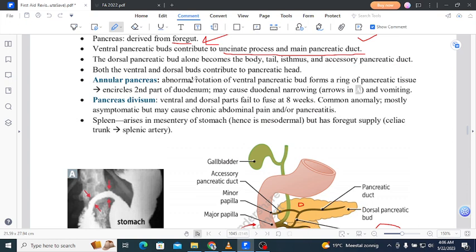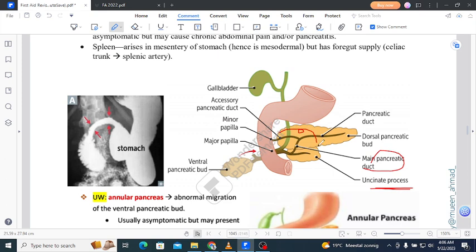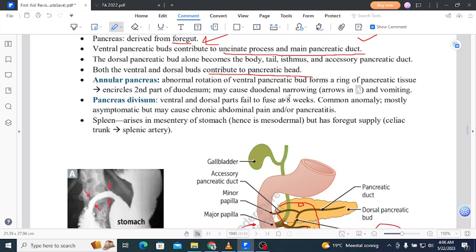Both the ventral and dorsal buds contribute to the pancreatic head. This whole thing is the head, including the uncinate process. So the dorsal and the ventral, both of these processes are helping in the formation of the pancreatic head. And you must remember that it is the pancreatic head that is the most common site for the development of adenocarcinoma of the pancreas. We'll see that in detail in the pathology session, inshallah.